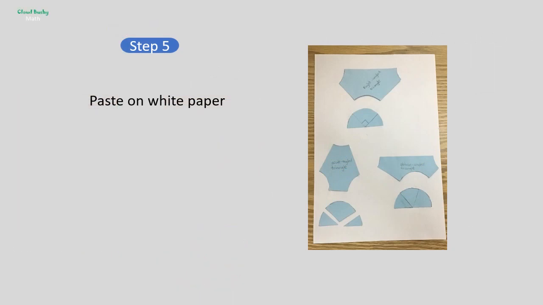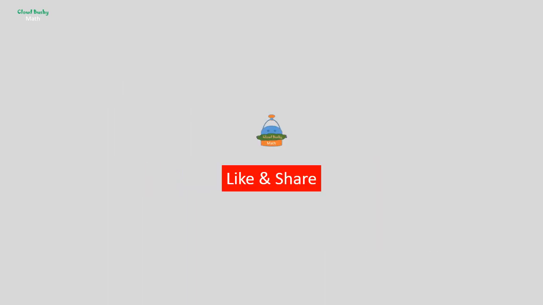Step number 5, which is the last step, is to stick your work on white paper. Now, all the 3 angles from each triangle are making a semicircle. Remember, a full circle is 360 degrees. We have semicircles. Each semicircle is 180 degrees. The reason why we say the total of all the angles in a triangle is 180 degrees. Thanks for watching.